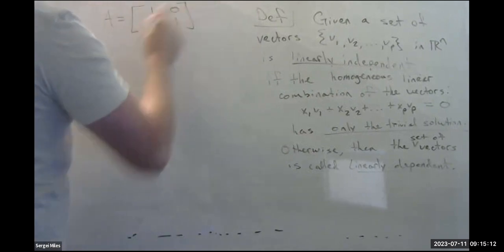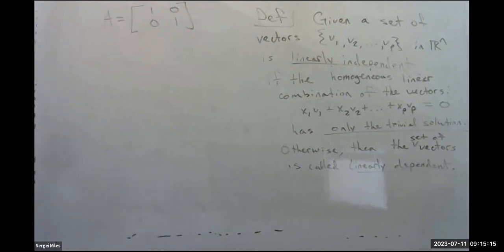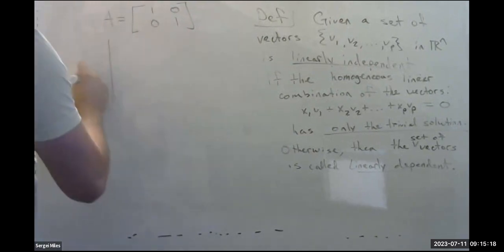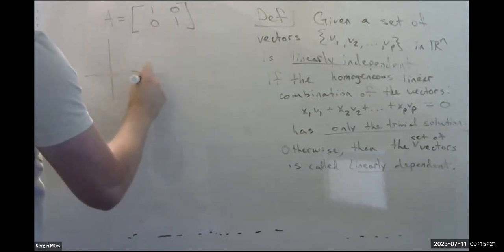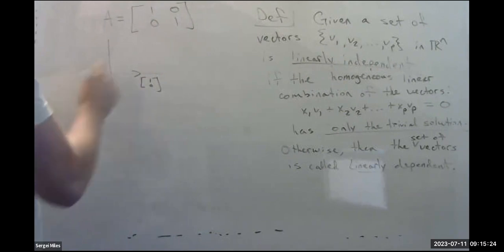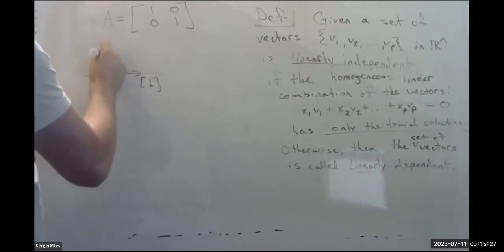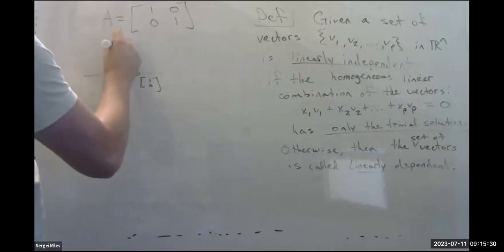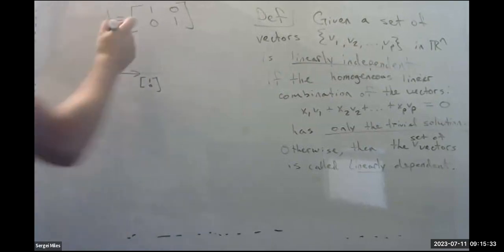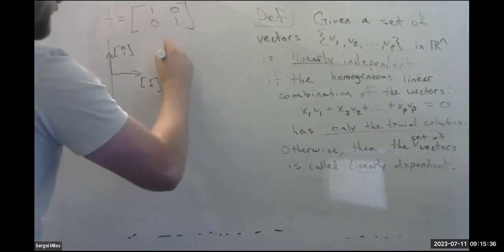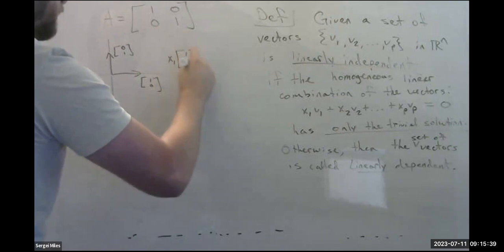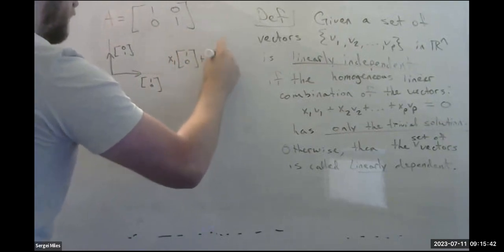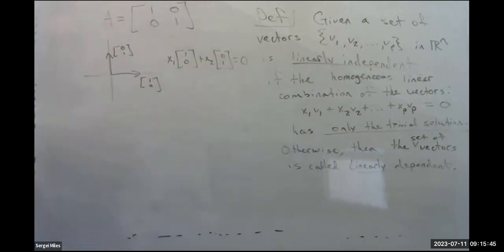Let's say A is this matrix 1, 0, 0, 1. So column 1 is the vector in the x-axis direction, right? Column 2 is the vector in the y-axis direction. Now imagine you're trying to take a linear combination of these vectors and you want to add them together to result in 0. Well, we already know by looking at the matrix, I have a pivot in every column. That's going to tell us we have only the trivial solution.